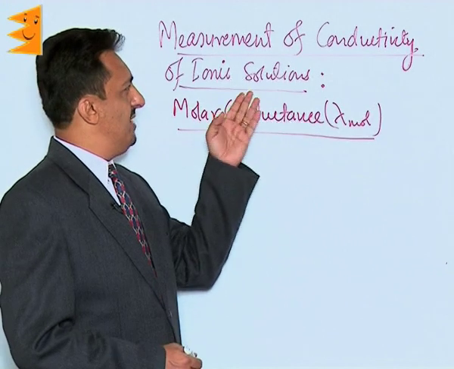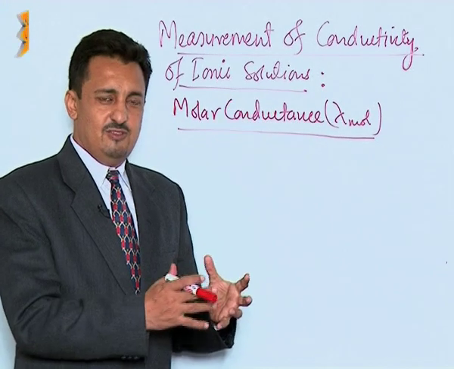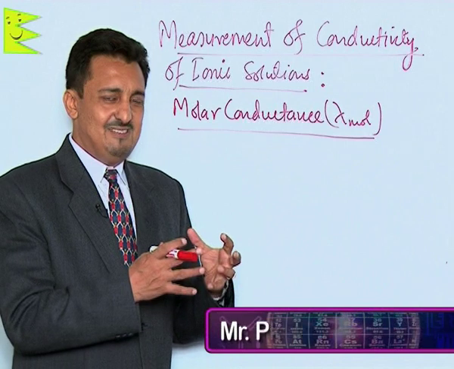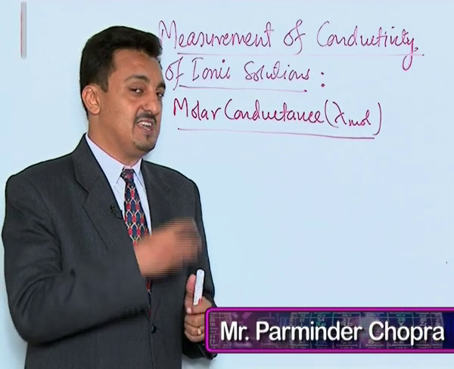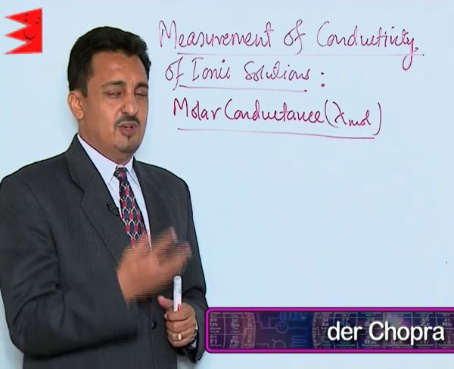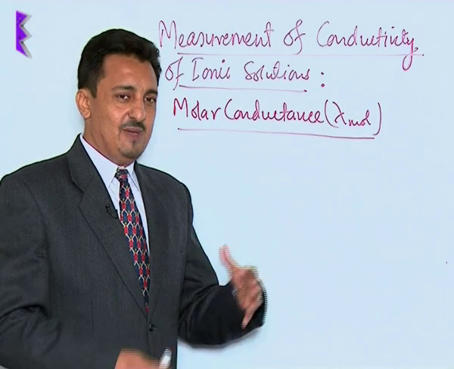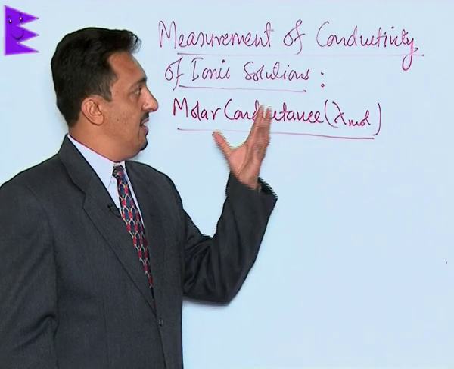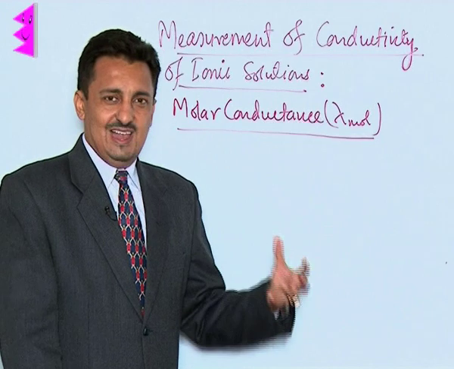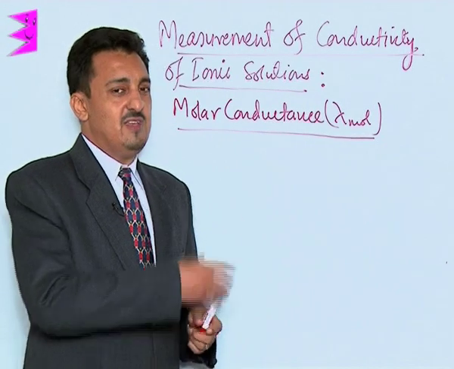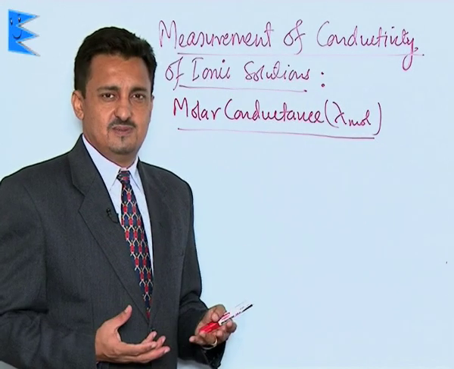Now the measurement of conductivity of the ionic solutions, I have told you that it is basically done with the help of conductivity cells, because those conductivity cells are used to compare the conductivity of the different electrolytes, and out of this we can easily make out which is a better electrolyte.